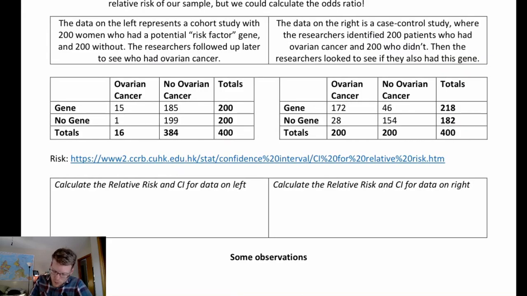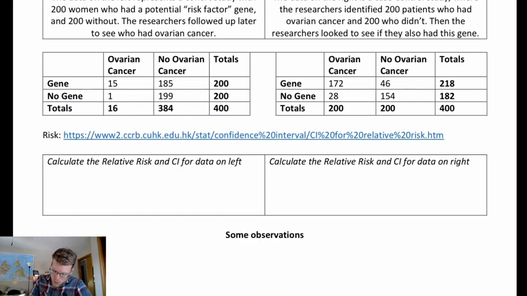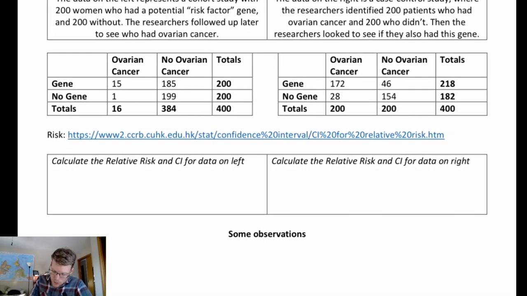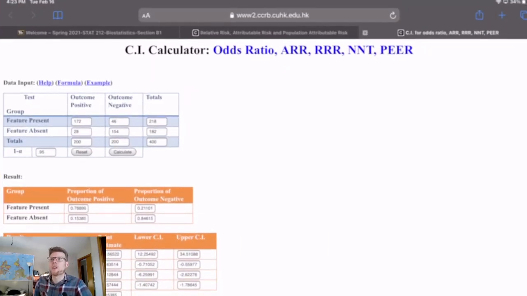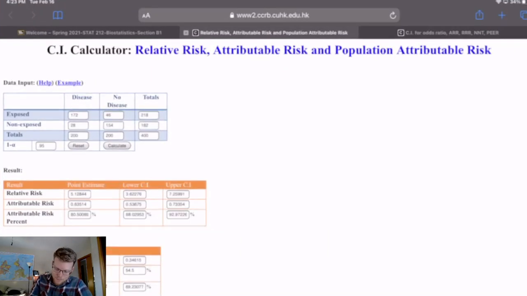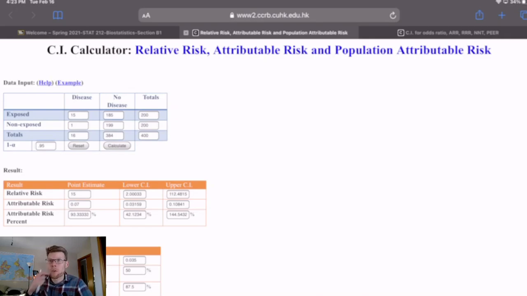I'm having a little bit of trouble opening this calculator. I think what I can do though is go to here and just cheat. So I'm going to go to this relative risk calculator, and I'm going to change these numbers to 15 and 1, and I'm going to do 185 and 199. I'm going to do a 95% confidence interval.